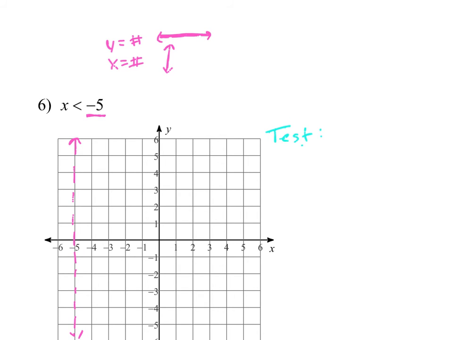0, 0. So 0, 0 is right here. So we have to plug in 0 for x and 0 for y. So 0 is less than -5. Is this true? No. So are we going to shade on the right side of our line or the left side? The left side. Yep.